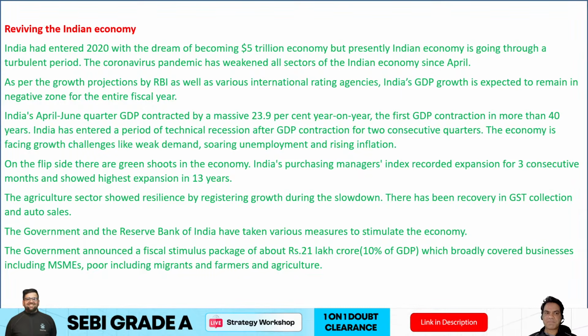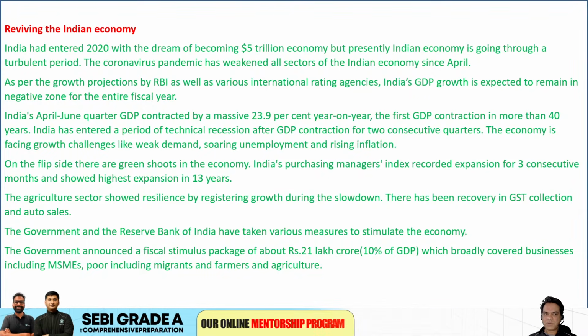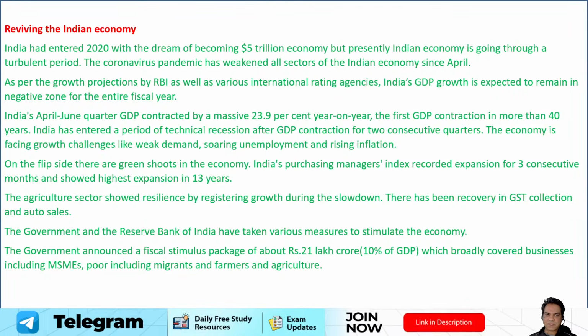You start with some background. India had entered 2020 with the dream of becoming a $5 trillion economy, but presently the Indian economy is going through a turbulent period. The coronavirus pandemic has weakened all the sectors of the Indian economy since April. So as per RBI projections, April-June quarter GDP, then the flip side, India's purchasing managers index.